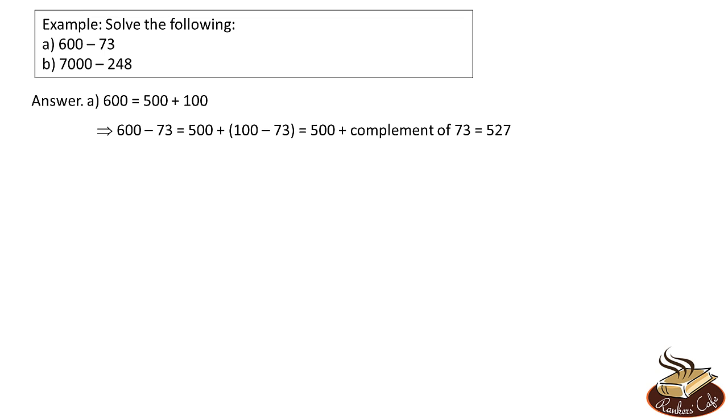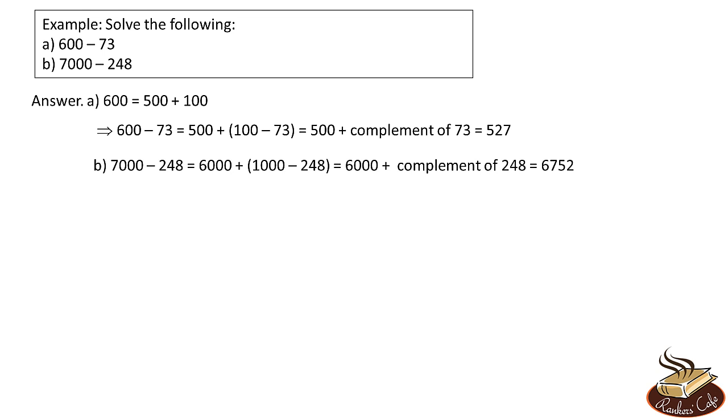Let's move on to the next one. Let's find 7000 minus 248. Now 7000 minus 248 can be written as 6000 plus 1000 minus 248, which is equal to 6000 plus the complement of 248. The complement of 248 is obviously 752. So the answer is 6000 plus 752, which is equal to 6752.